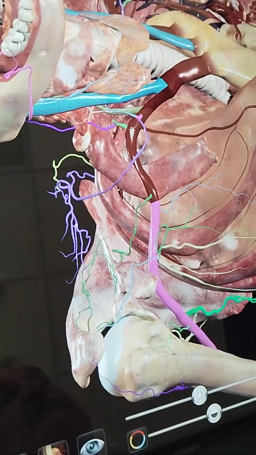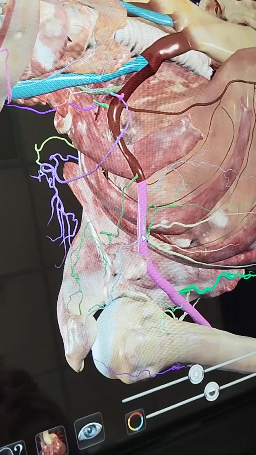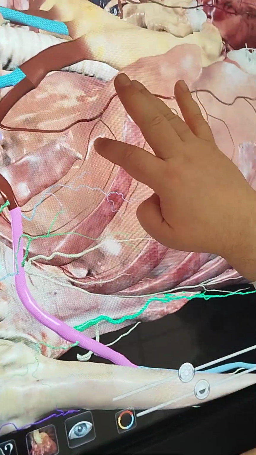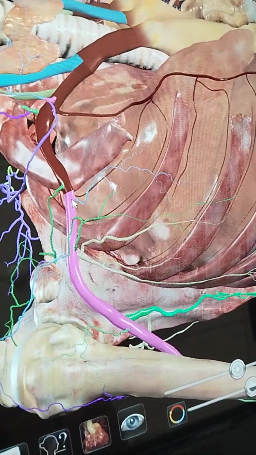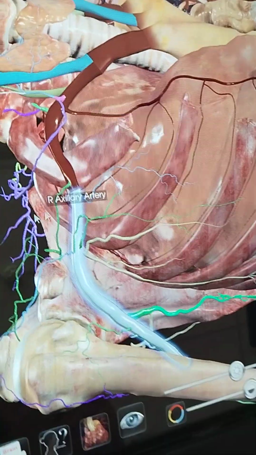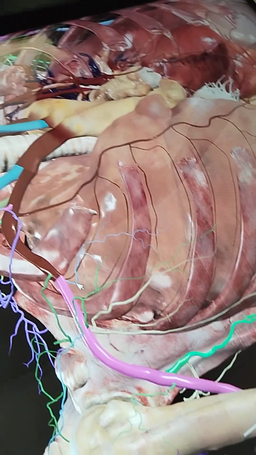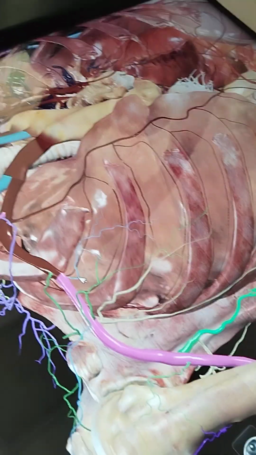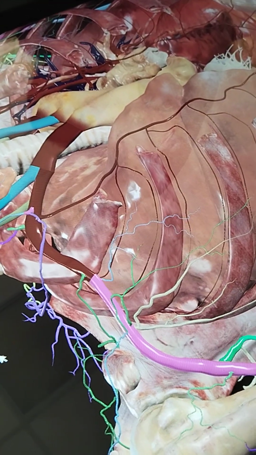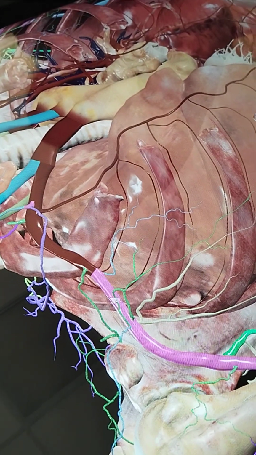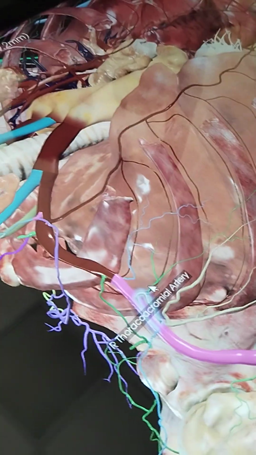That is subclavian. Now axillary. This is axillary artery, arteria axillaris. And axillary artery in clavipectoral triangle gives arteria thoracica superior. Here it is. This is superior thoracic artery. And arteria thoracoacromialis. This is thoracoacromial artery.